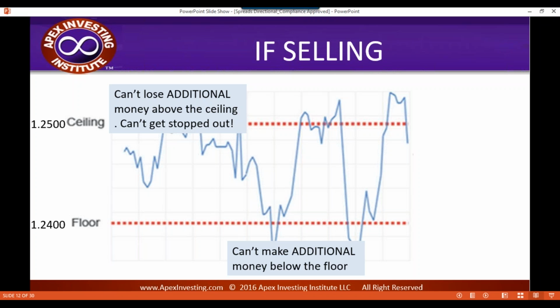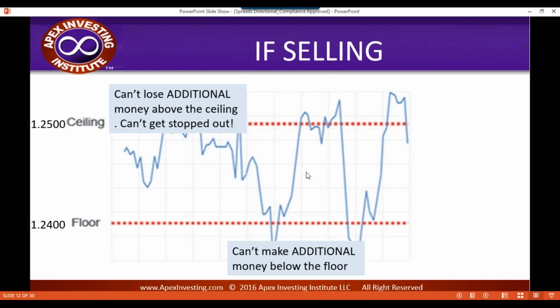Okay, so let's take a look here. Let's say, for example, we were selling. Whatever strategy or system that we're using, whatever charts and indicators we have, we feel that the market is going down. So we want to go short. We want to sell. Well, how does a spread work here? Let's say that we think the market's going down, but the market actually goes up. It goes against us. Well, we can't lose additional money above the ceiling. All right, so 1.2500 is the top or the ceiling of that spread.